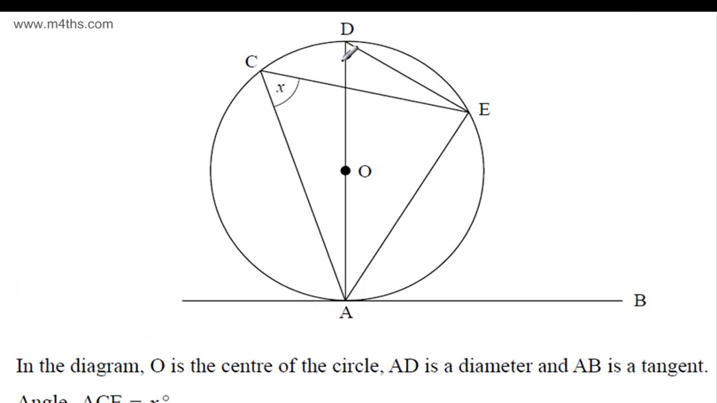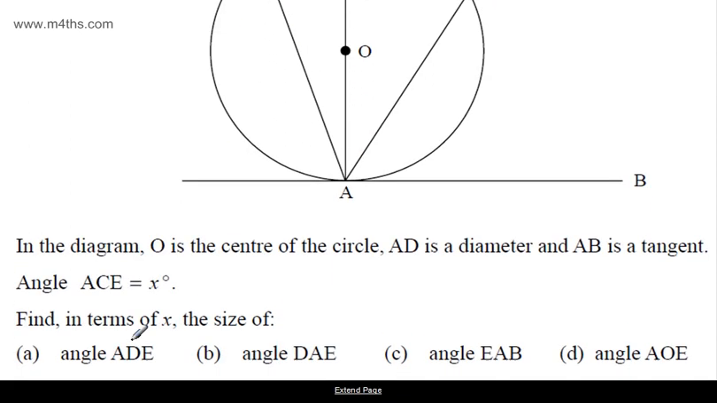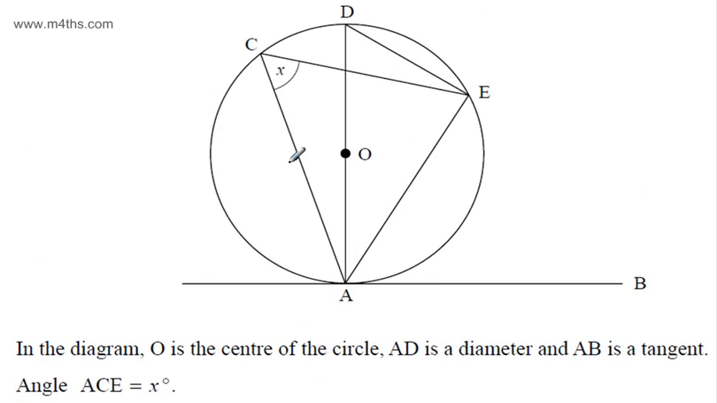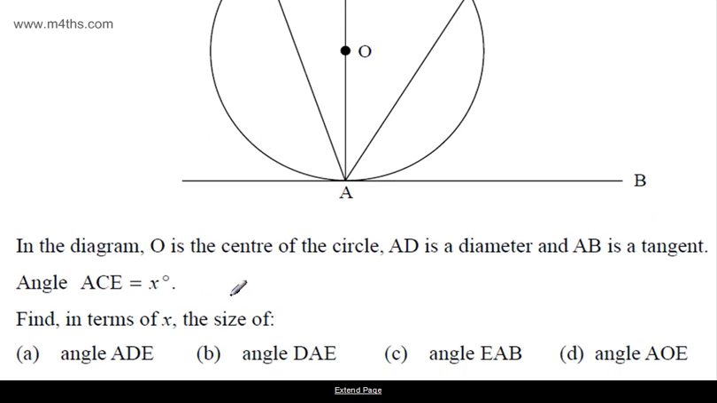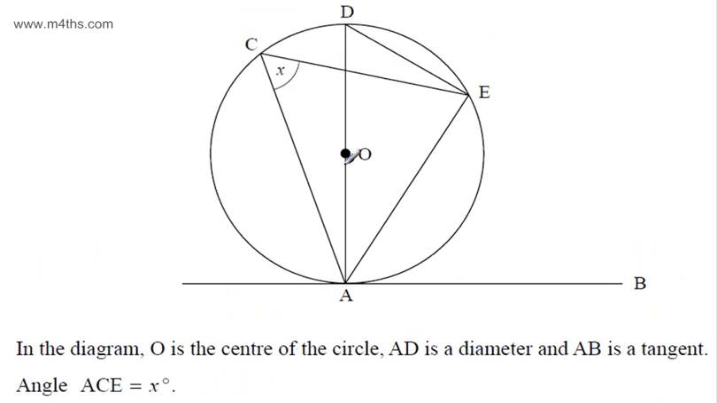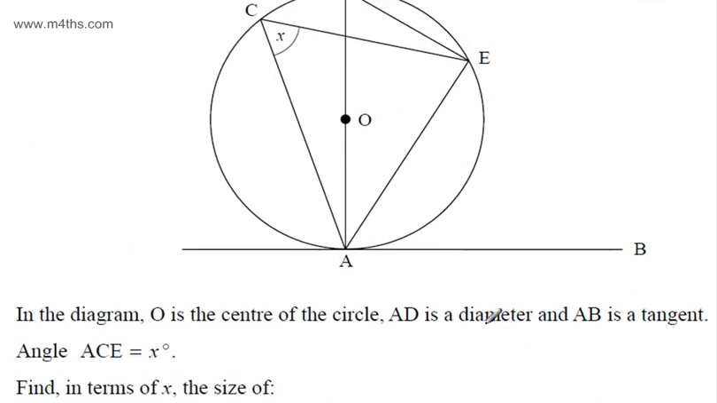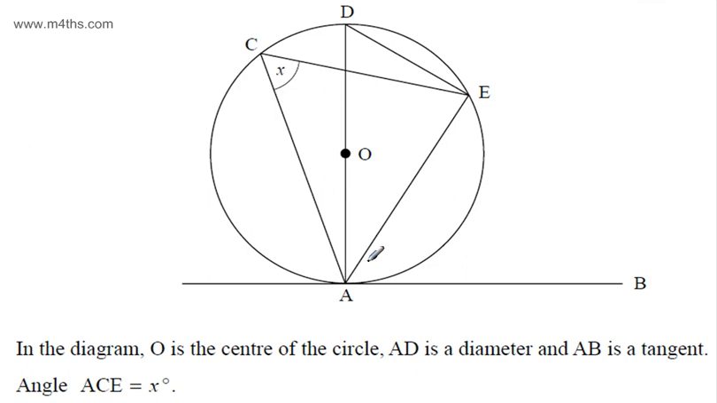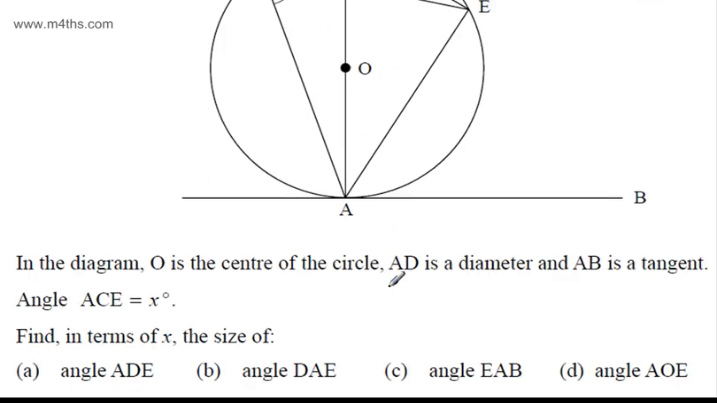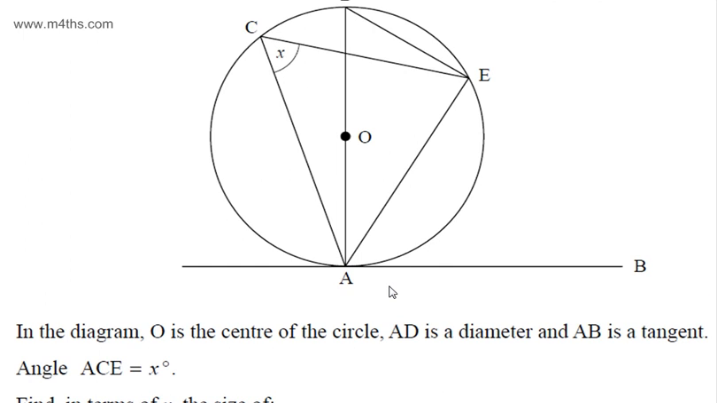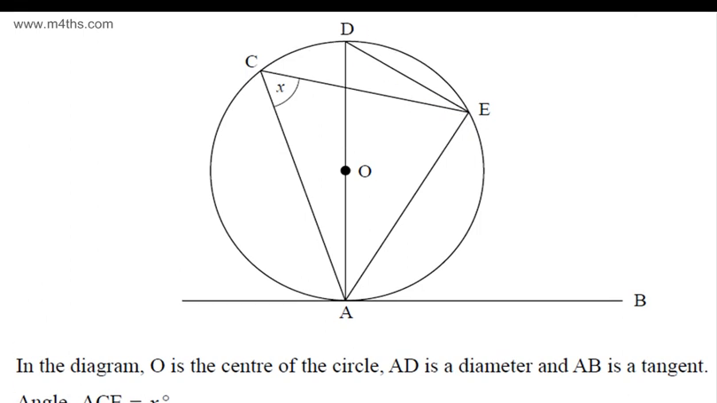So ADE is going to be this one just here. When we're talking about ADE, the middle letter is where the angle is. Angle DAE, so DAE is going to give us this one just here. EAB, so EAB is going to be this one just here. And then finally, angle AOE. So AOE is going to be this one just here. Right, so straight off, what I'm going to do is look at this, and I'm just going to fill them out as we go. So I may not even answer the question sequentially, but hopefully it'll make sense.